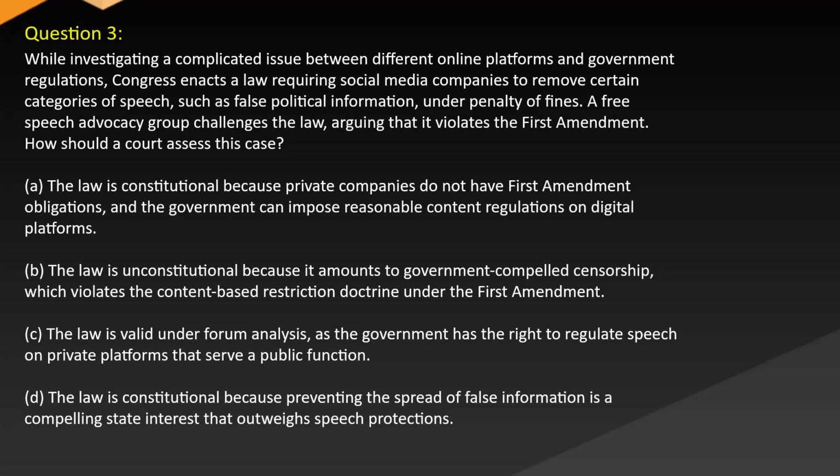A. The law is constitutional because private companies do not have First Amendment obligations, and the government can impose reasonable content regulations on digital platforms. B. The law is unconstitutional because it amounts to government-compelled censorship, which violates the content-based restriction doctrine under the First Amendment. C. The law is valid under forum analysis, as the government has the right to regulate speech on platforms that serve a public function. D. The law is constitutional because preventing the spread of false information is a compelling state interest that outweighs speech protections.